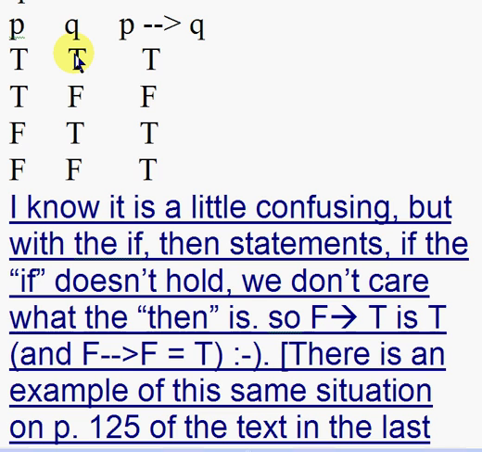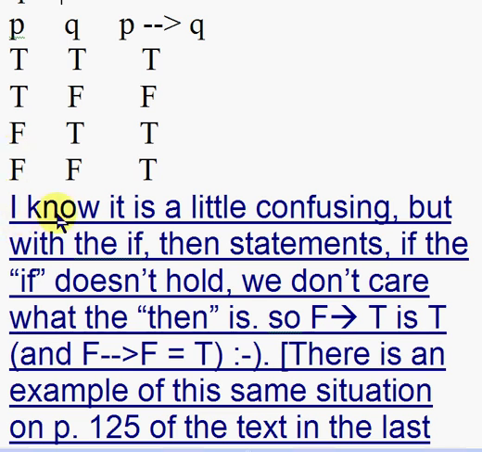If P is true and Q is true, then if P then Q is true, since P is true, but note that that implies Q is also true. If P is true and Q is false, then P implies Q is false, since P is true, but note that this does not imply that Q is true.